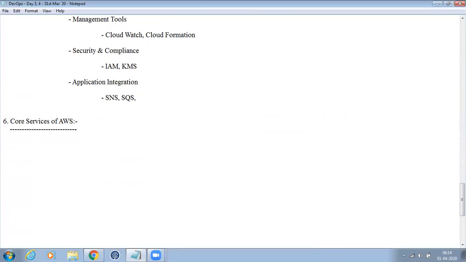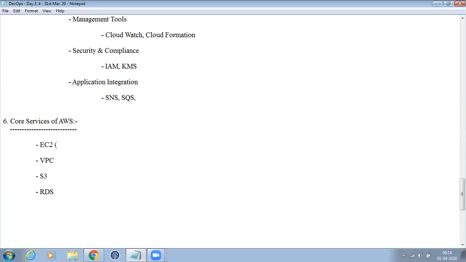Okay. In the core services of AWS, as I said, there are more than 170 services. I will list what the core services are. At least we should know the names. We have EC2. Next, we have VPC. Next, we have S3. We have RDS.